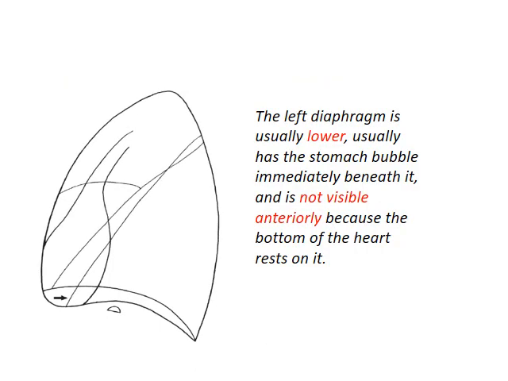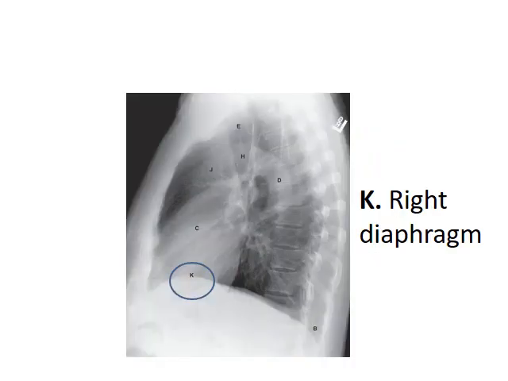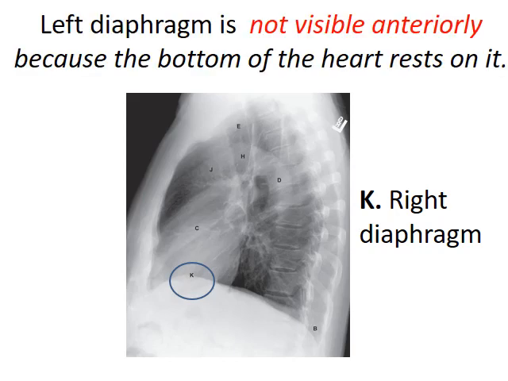How to differentiate the left diaphragm and right diaphragm on X-ray? It's very simple. The left diaphragm is usually lower and it has the stomach bubble immediately beneath it, and it is not visible anteriorly because the bottom of the heart rests on it. What you see on this X-ray is a right diaphragm, because the left diaphragm is not visible anteriorly because the bottom of the heart rests on it.